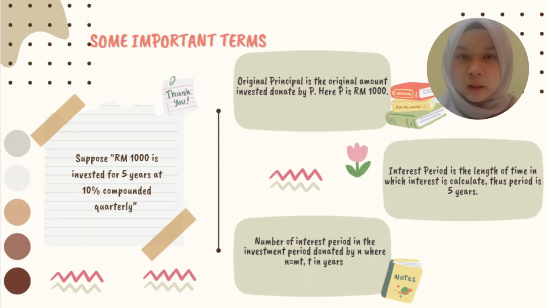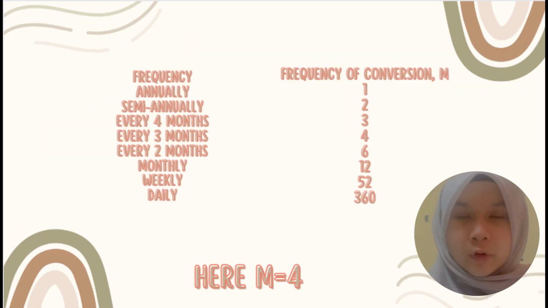Some important terms. Suppose RM1000 is invested for 5 years at 10% compounded quarterly. Original principal is the original amount invested, denoted by P. Here P is RM1000. Interest period is the length of time in which interest is calculated. Thus, the period is 5 years. Number of interest periods in the investment period is denoted by N, where N equals MT, T in years. So this is the frequency of conversion M.